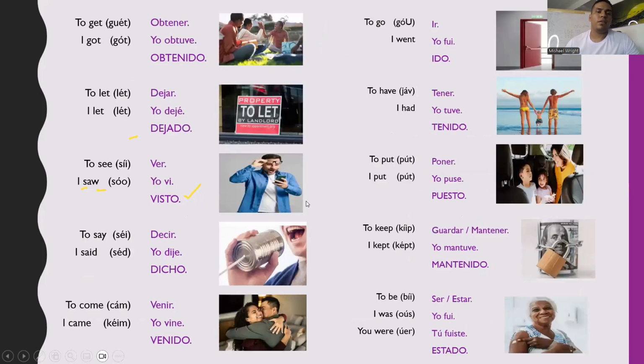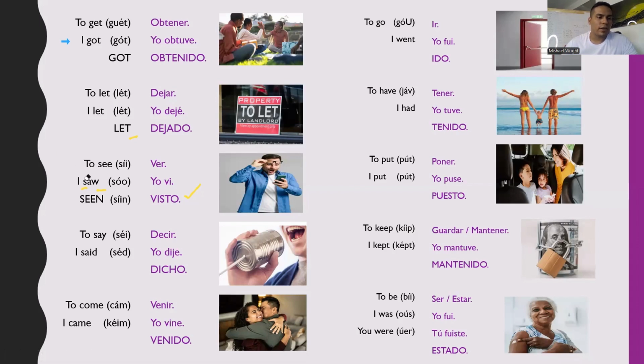Okay, so we have the other ones, that are get, got. I got, that is the past of get, and we have got or gotten. Got is for the United States and gotten for the UK. To get, obtenido, got. So to let, dejar: I let, yo dejé, dejado, let, the same.